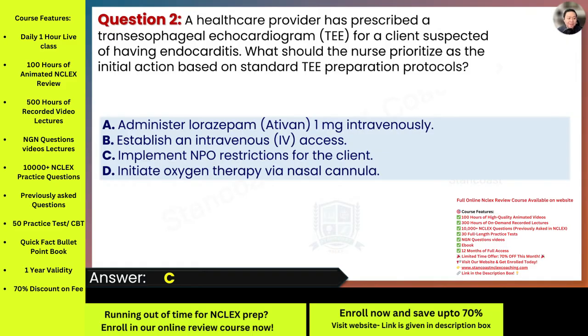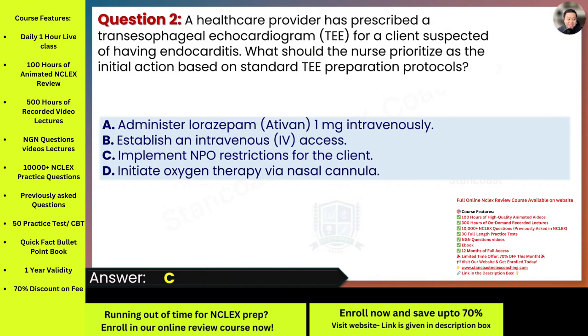Now, letter B, establish an IV access. We know that this is important for sedation administration and emergency interventions, but it comes after ensuring NPO status. If the patient isn't yet NPO, inserting an IV prematurely doesn't contribute to immediate safety.